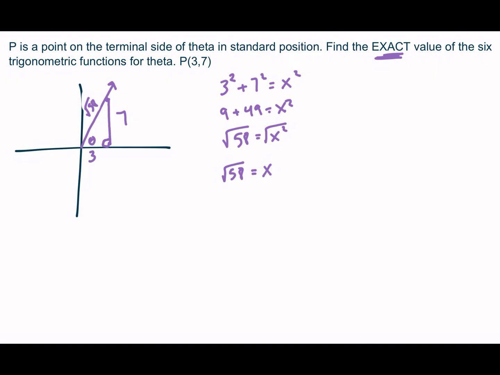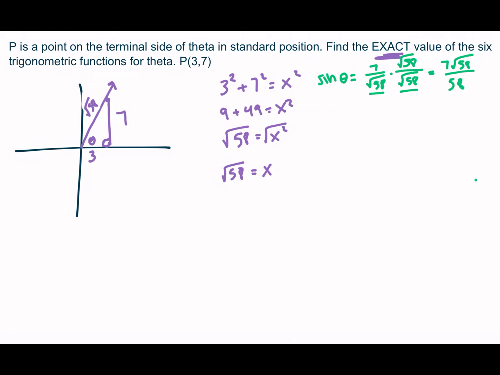Remember that sine is opposite over hypotenuse. So sine of theta is going to be 7 over the square root of 58. The only problem is I'm not allowed to leave a radical in the denominator, so I have to rationalize my answer. I'm going to multiply top and bottom by the square root of 58. So the numerator becomes 7 square root of 58, divided by the square root of 58 times the square root of 58. The radicals cancel, and we're just left with 58 in the denominator.